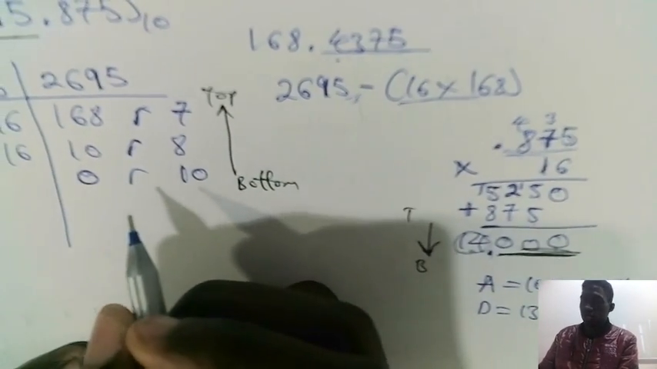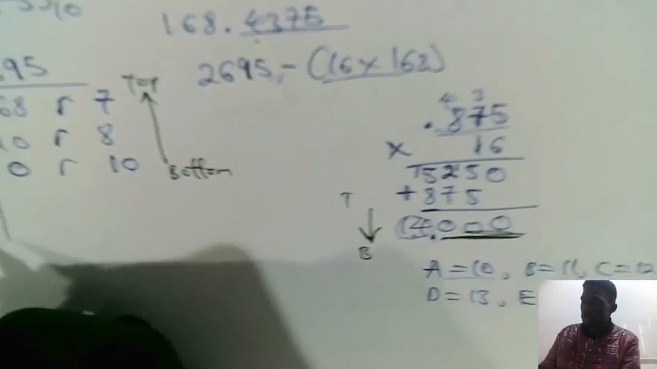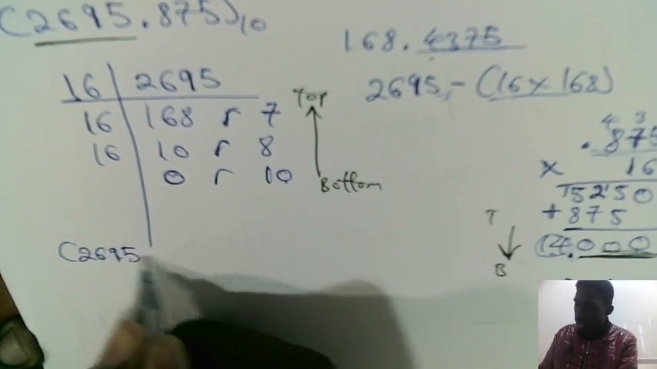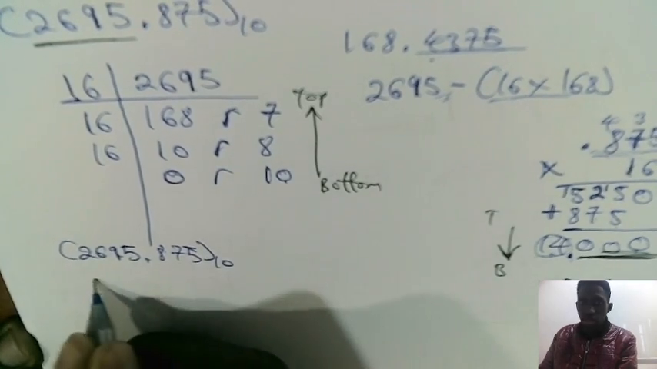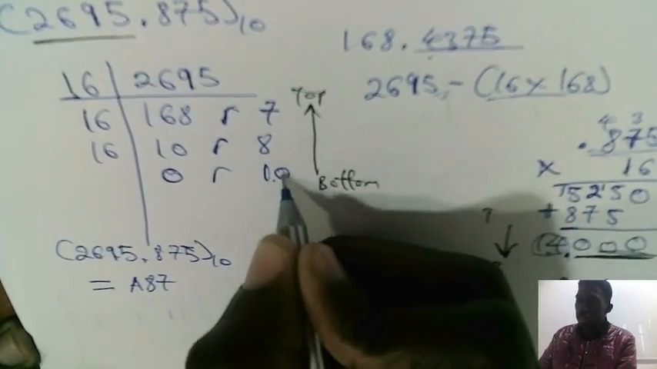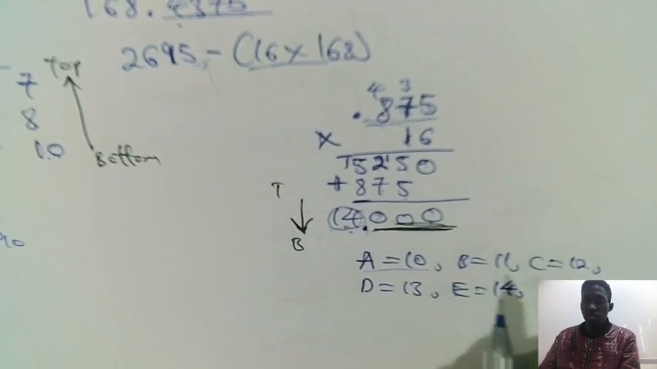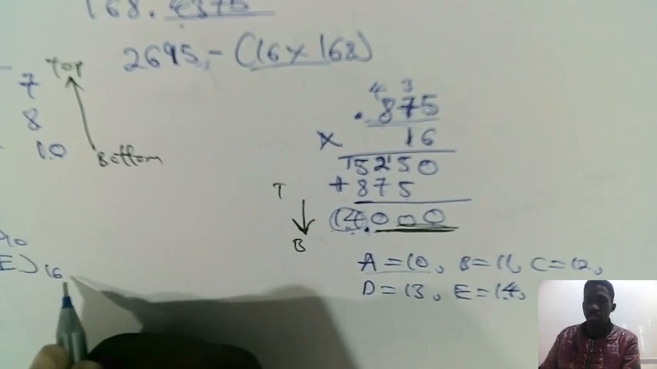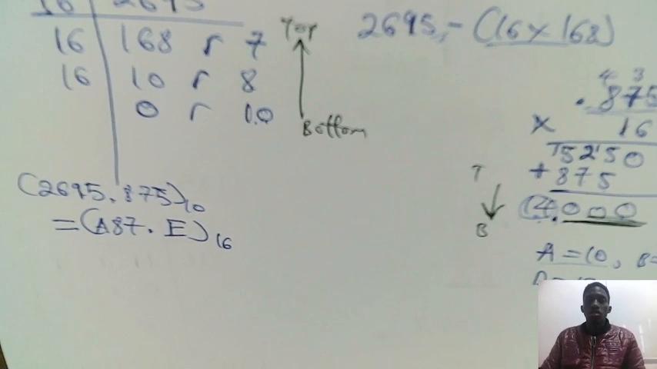So the final answer is, we have a 10 here. 10 means A. So we can write 2,695.875 in base 10 is equivalent to A87.E in base 16.